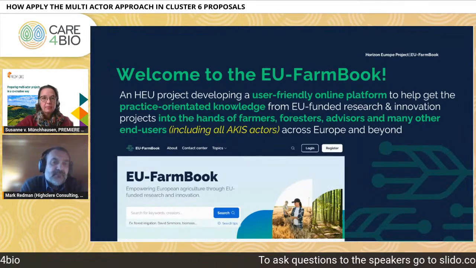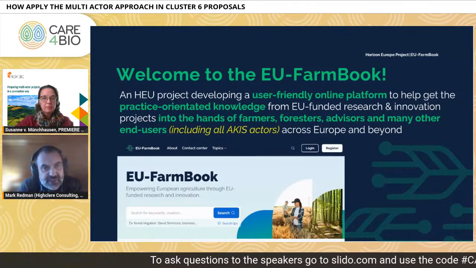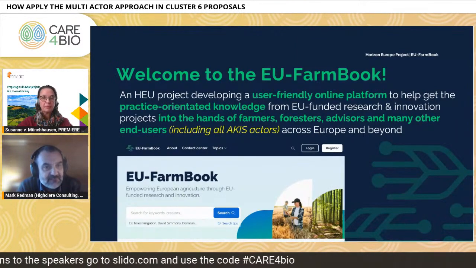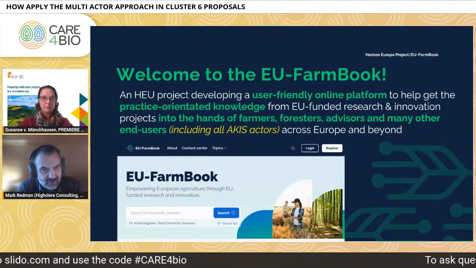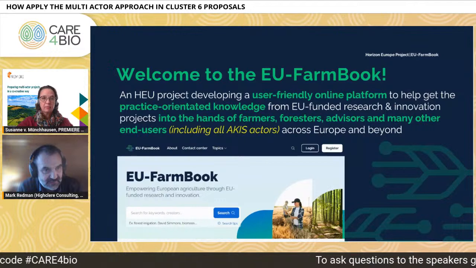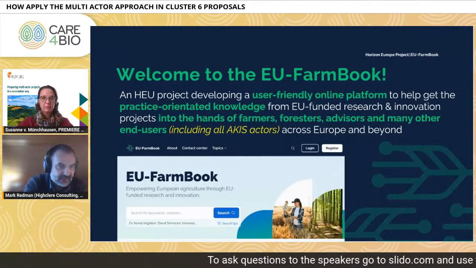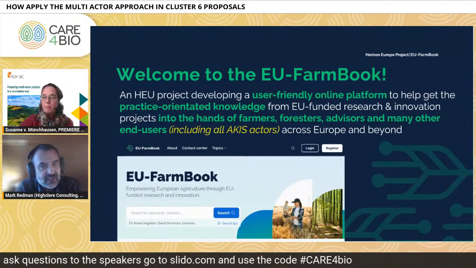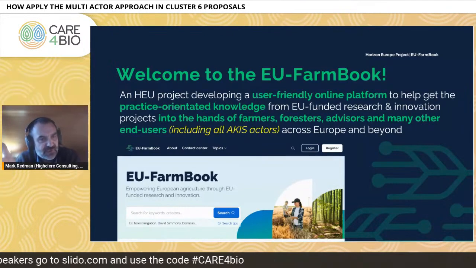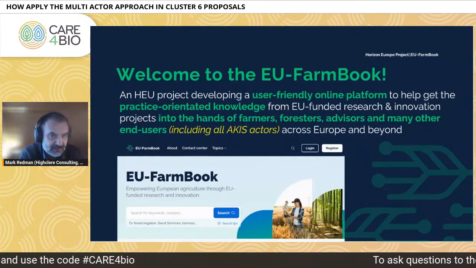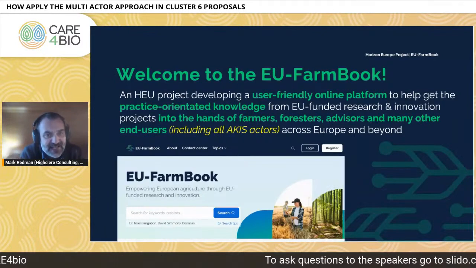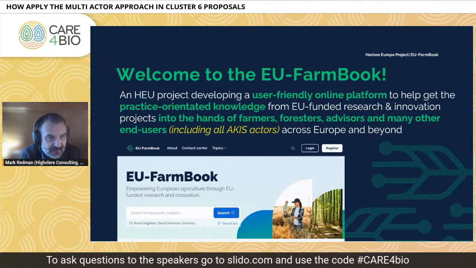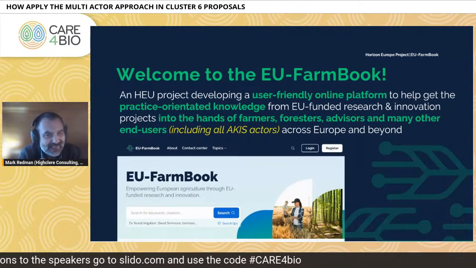The important point is the Farmbook is a Horizon Europe project which is developing a user-friendly online platform to help get the practice-orientated knowledge, and I stress practice orientated. This is not another platform for scientific output. This is not for dissemination of deliverables. This is practice orientated knowledge from our EU funded research and innovation projects. Primarily at the moment, we're focused upon Horizon, to get that knowledge into the hands of farmers, foresters, advisors, and many other end users, including all ACIS actors.